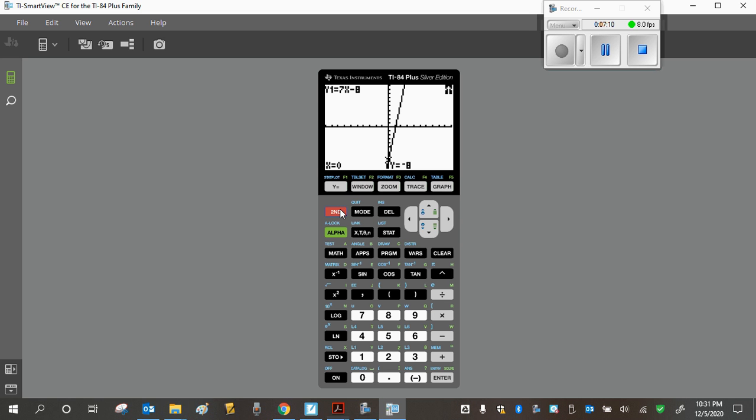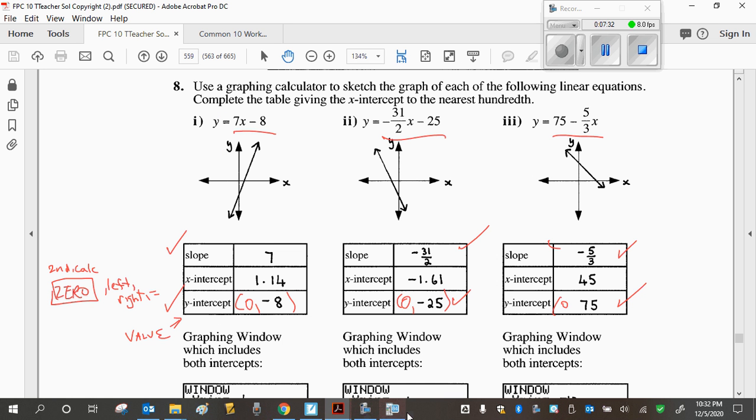I press second, calculate. X-intercepts are known as zeros of the function. And now I've got to go left of this x-intercept, so you need to know where the x-intercept is. Press enter. And now I've got to go right of it, which is above it. Press enter, and then you press enter again. 1.14.